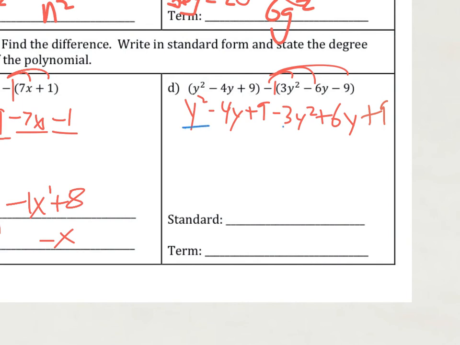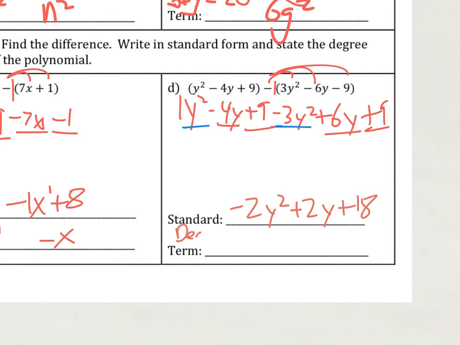So let's combine these. You've got the y squared. You got a 1y squared and a minus 3y squared. That's negative 2y squared. You got a negative 4y plus a 6y. That's plus 2y. Negative 4 plus 6 is positive 2. Positive 9 plus 9, that's 18.